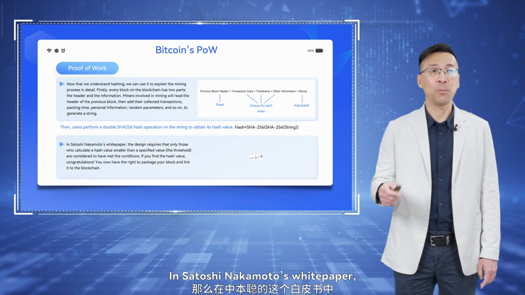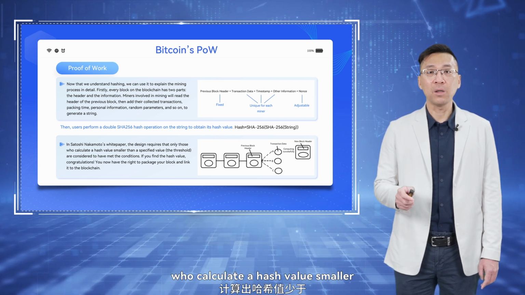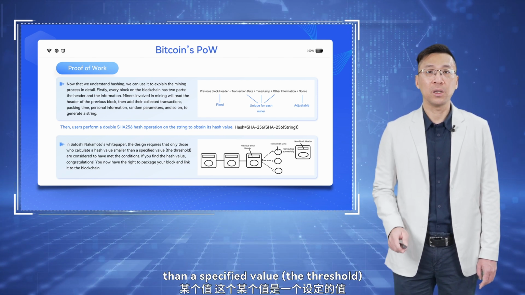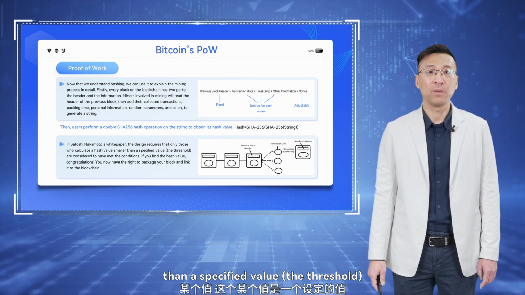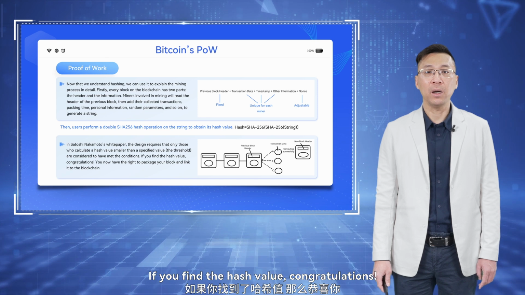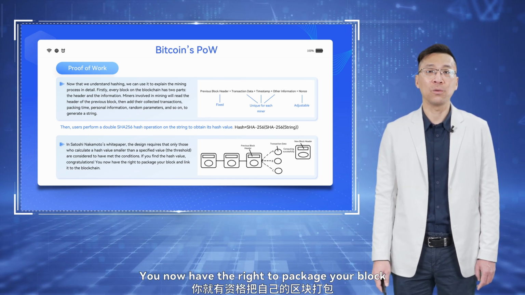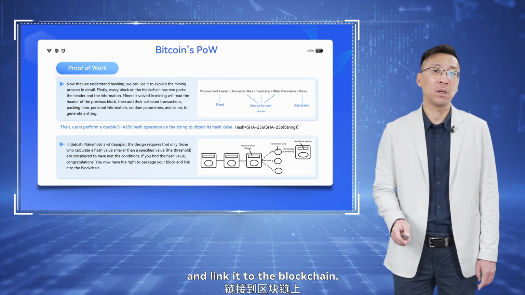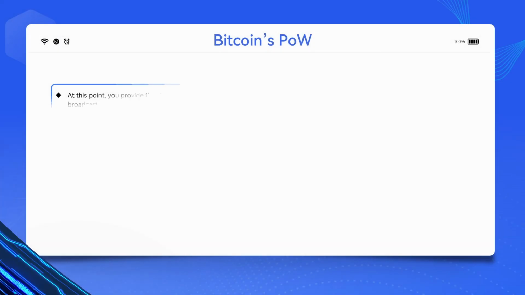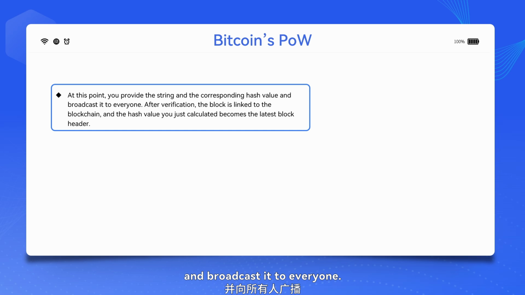In Satoshi Nakamoto's white paper, the design requires that only those who calculate a hash value smaller than a specified value, the threshold, are considered to have met the conditions. If you find the hash value, congratulations. You now have the right to package your block and link it to the blockchain. At this point, you provide the string and the corresponding hash value and broadcast it to everyone.